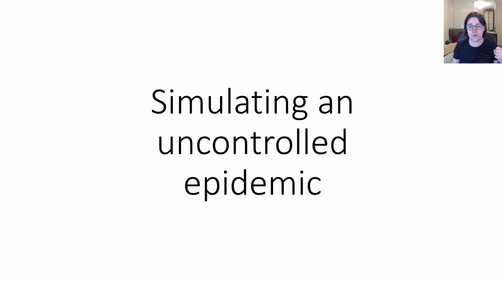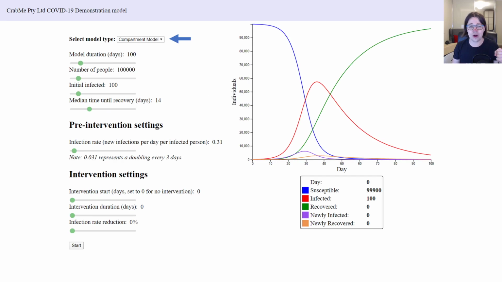So to begin with, I will use a compartment model. I will change the number of people up to 100,000. So we still have 100 days, 100,000 people in the model. Only 100 of them are infected. Same time until recovery. But now we have a setting that indicates the transmission between the infected and the susceptible population. And in our model, this is just an example. We're saying that there's a doubling every 3 days.